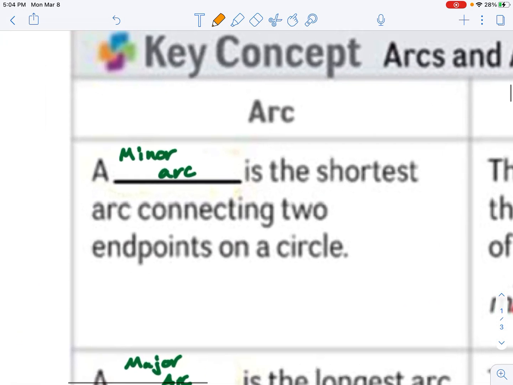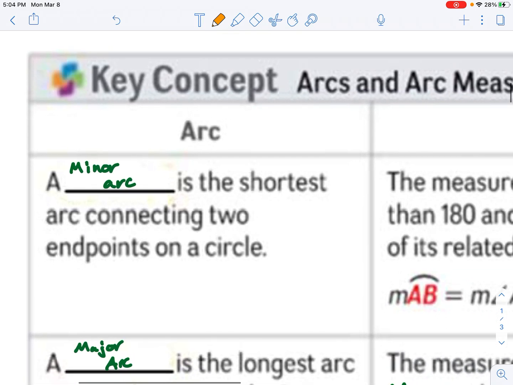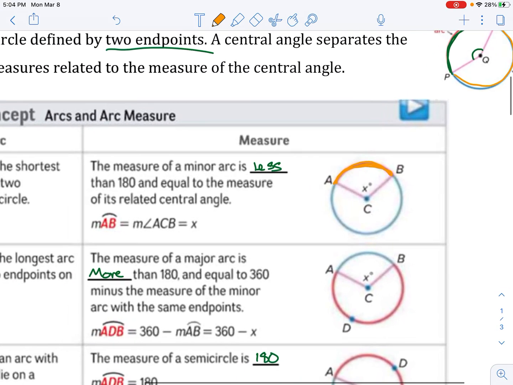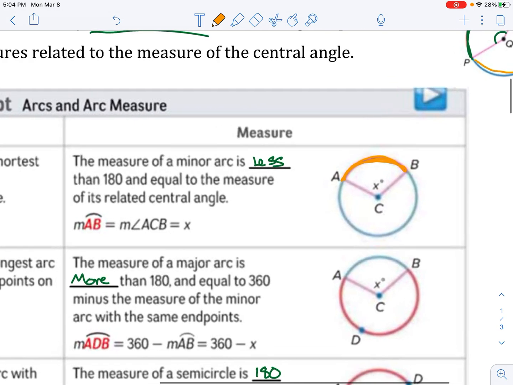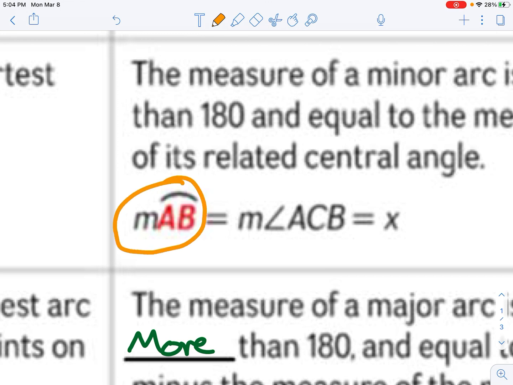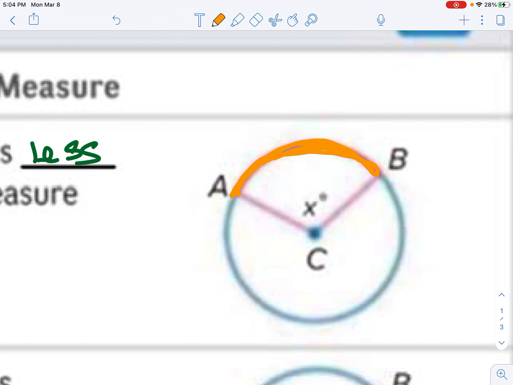So a minor arc is called a minor arc because it's the smaller of the two arcs. So any small arc that would be, for example, less than 180 degrees, like this one right here, would be a minor arc, because I can tell that that's less than halfway around the circle. So it's less than 180 degrees. Anytime we're writing that out, we need two letters. So it would be m for measure of arc AB. We're only using two letters because it's a minor arc.